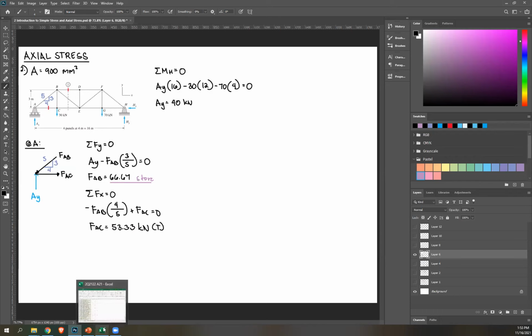Now that you have the internal force, you can now begin solving for its stress. So recall equation for stress is simply sigma equals P over A. So P, or in our case, we label that FAC over area. And then all of our areas are the same, which is 900. So now let's sub. Okay. So FAC, 53.33. Once again, please use the stored value of that.